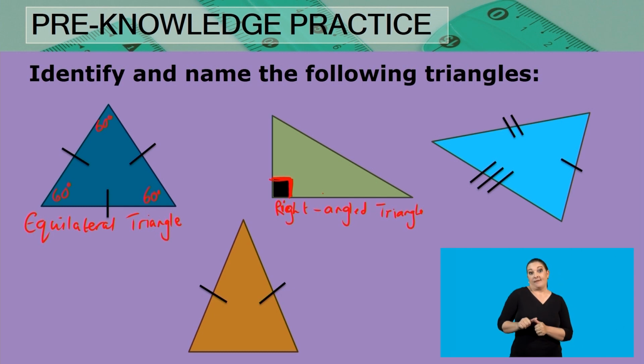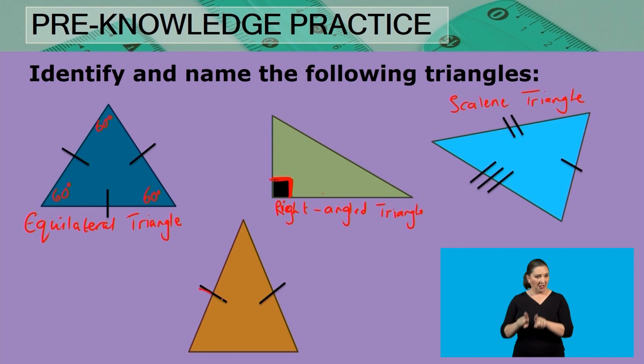Let's look at the next triangle, the blue triangle there. What do we see about this triangle? None of the sides are equal to each other, which means none of the angles are equal to each other at all. So what type of triangle is that? Yes, you are correct if you are thinking that it is a scalene triangle. It is a scalene triangle because no sides are equal and no angles are equal.